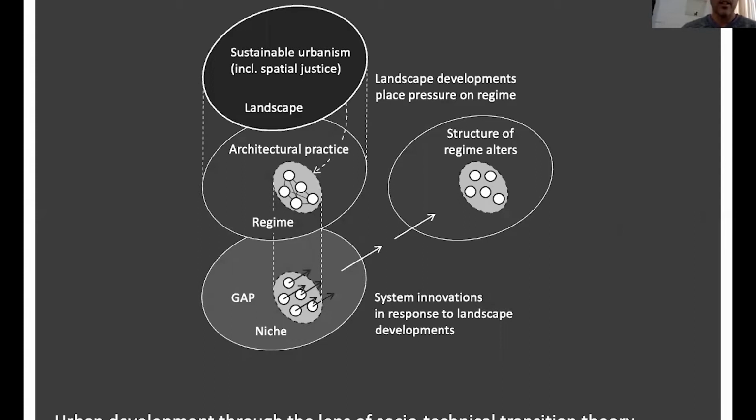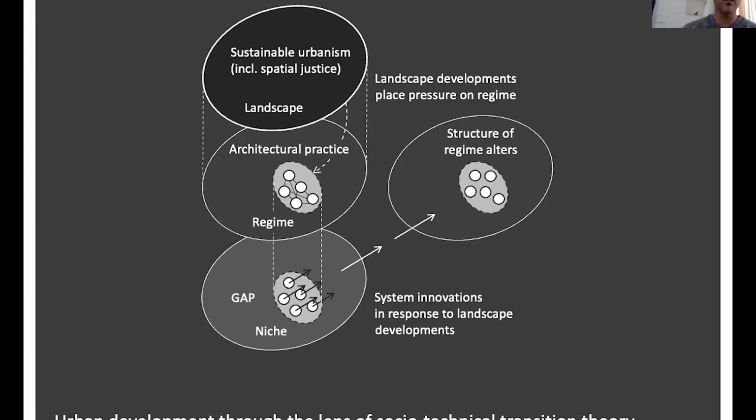I find that the diagram on the screen is very useful to explicate these different levels. So I use socio-technical transition theory as a lens through which to engage with urban development. It's a multi-level perspective which helps me to explicate the impact of informality on architectural practice. To start at the top of the diagram, on the landscape level, concerns such as sustainable urbanism, which includes spatial justice, operate on the level of the landscape, the macro level.